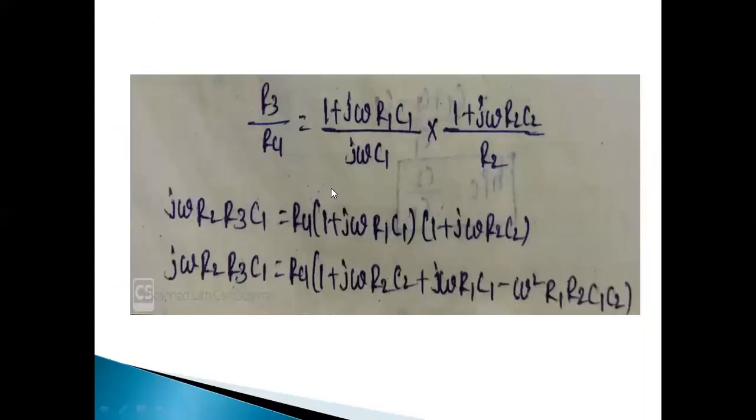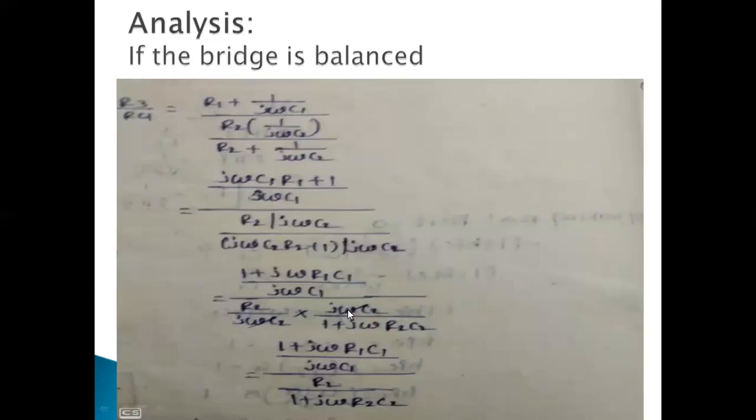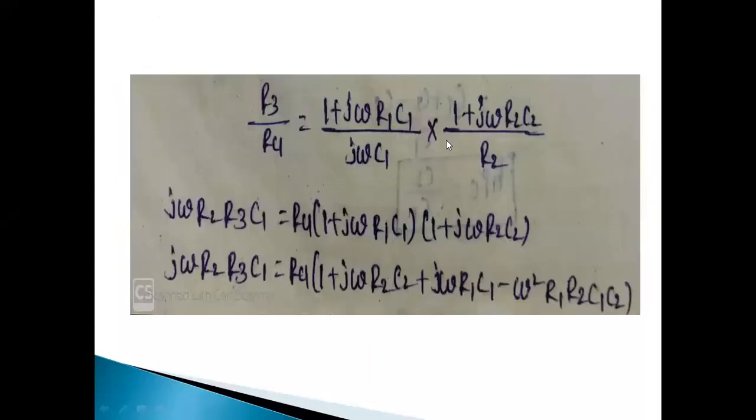And next, from this equation, R3 by R4 is equal to 1 plus j omega R1 C1 by j omega C1 into 1 plus j omega R2 C2 by R2.